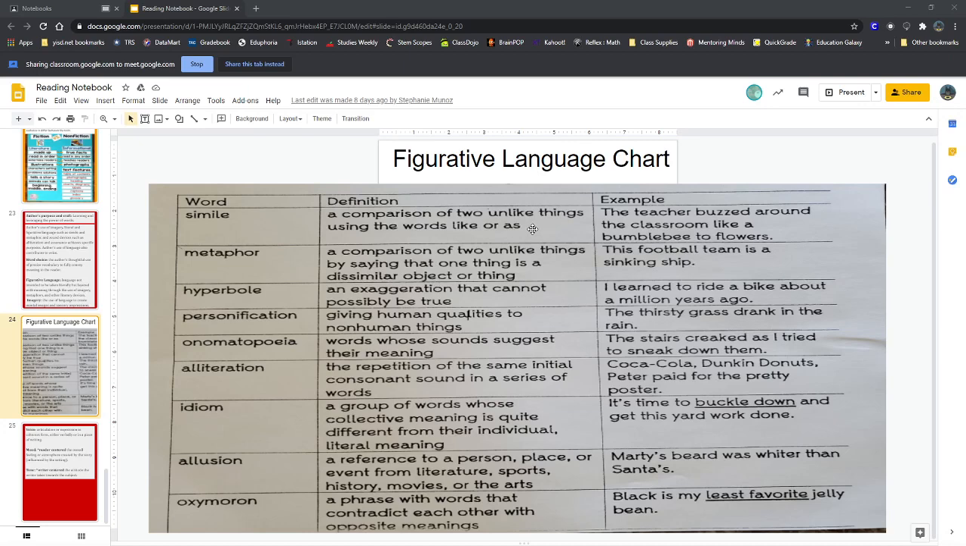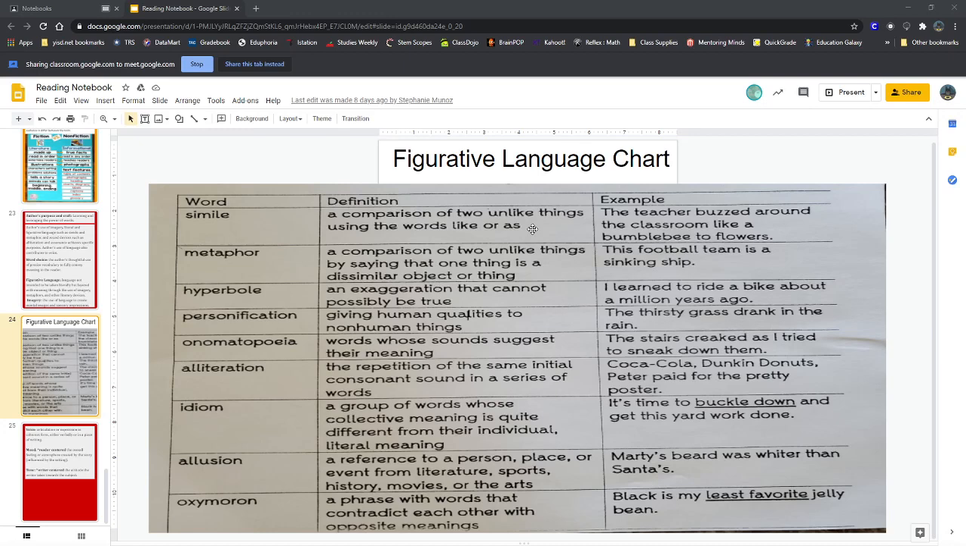So again, this is figurative language. They're not actually saying that the teacher turned into a bumblebee and was flying around the room going bzz, bzz, and landing on flowers. What they're saying is the way the teacher is moving around the classroom and going to help out the different students is like when you see a bee flying through the air and landing on the different flowers. So they're telling us how the teacher is moving by comparing the teacher to a bumblebee going to land on the flowers.